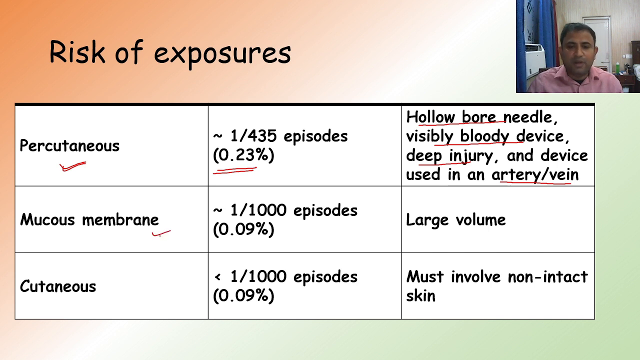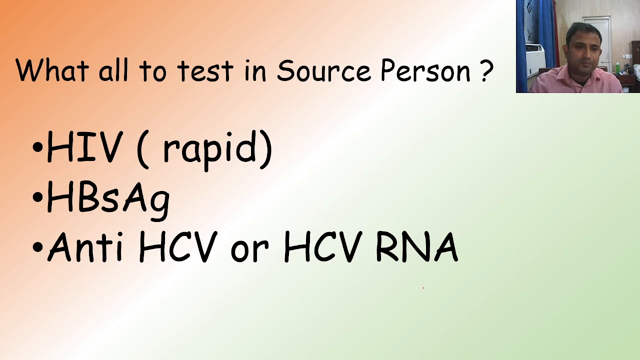Now the mucous membrane exposure should have been a very large volume exposure, so as to give a risk of around 0.9%. Cutaneous exposures generally don't pose much of a risk, but they must involve non-intact skin, that is, the skin must already be injured. Then only it may constitute a potential exposure.